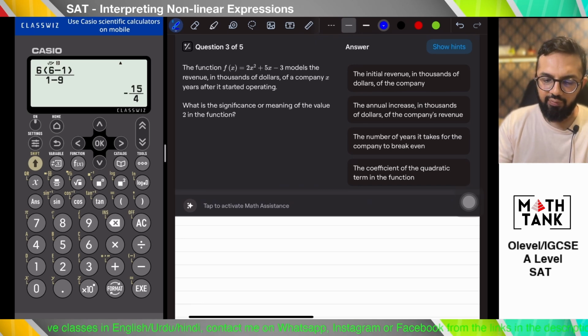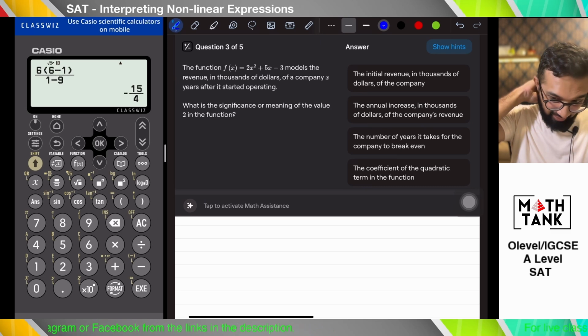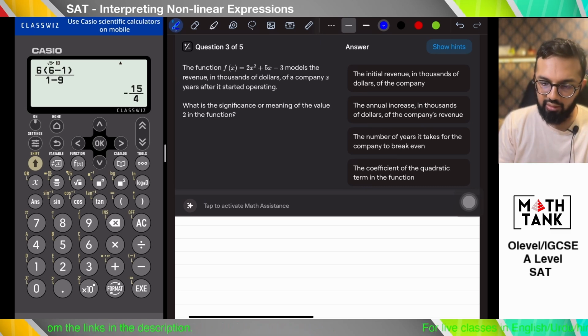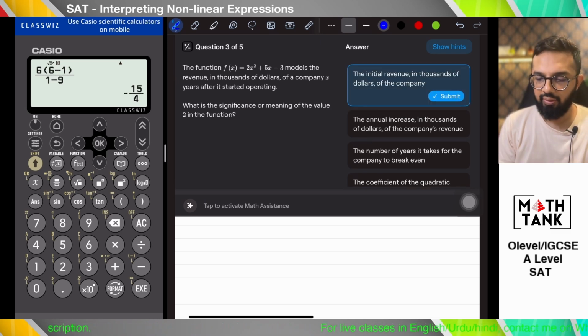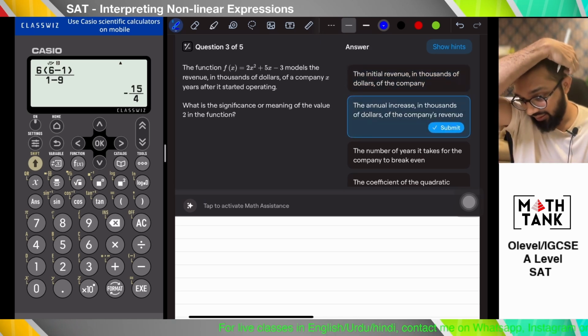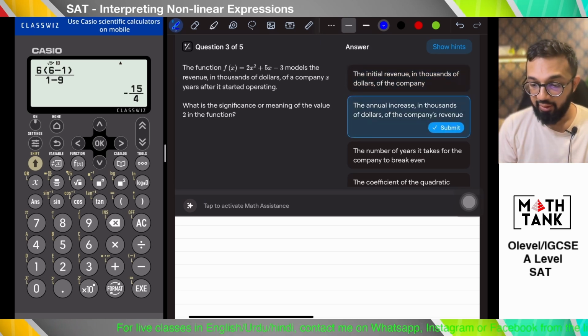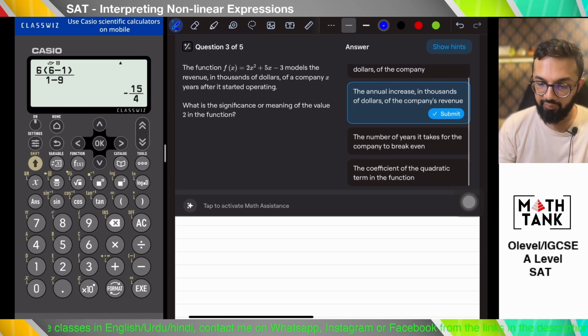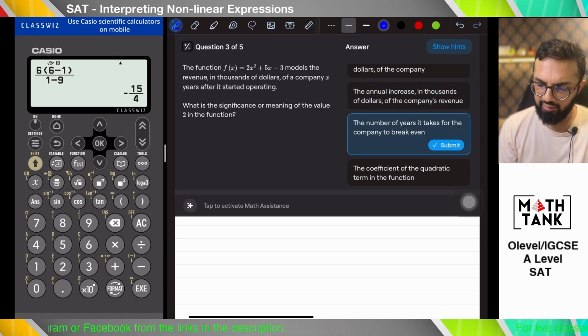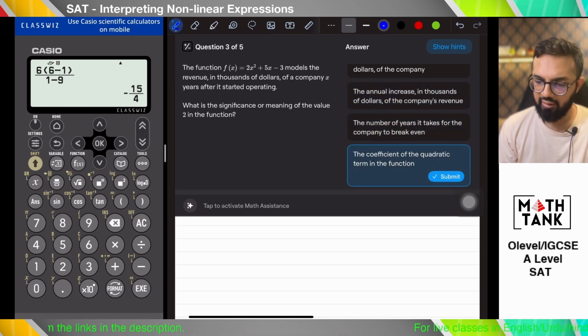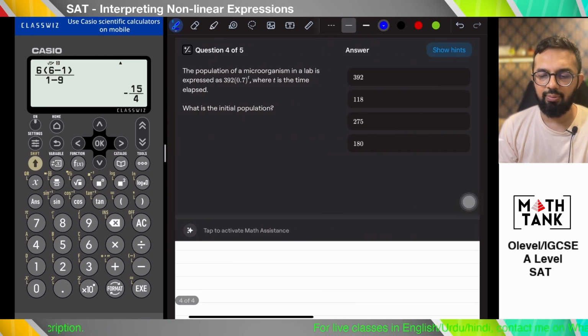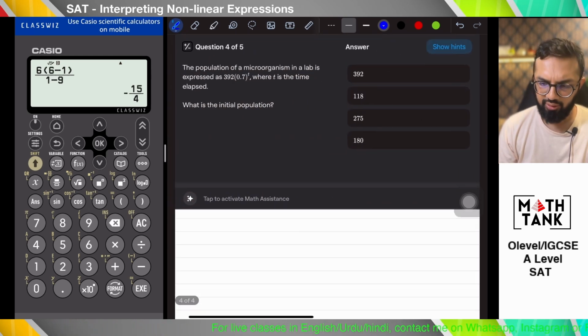Okay, the function models the revenue in thousands of dollars of a company x years after it started operating. What is the significance or meaning of the value 2 in the function again? I don't know why these interpretation questions involve that. It can't be the initial value because initial is the interpretation of C. The annual increase in thousands of dollars of the company's revenue. Okay, we'll have to think about that. That wouldn't be 2. It wouldn't be the number of years because x is the number of years. The coefficient of the quadratic term, I think that's the simplest thing. And that's the correct answer because that number generally doesn't have an interpretation.